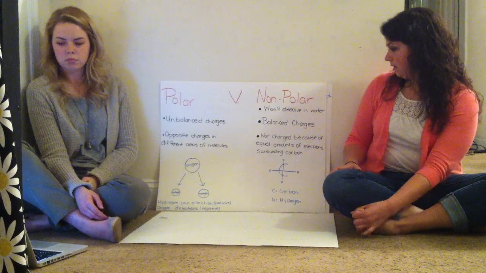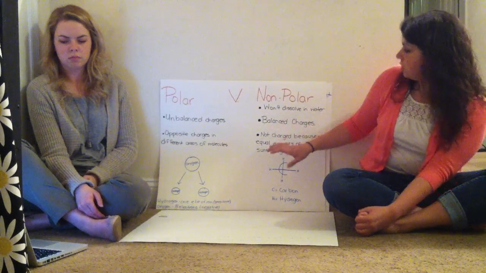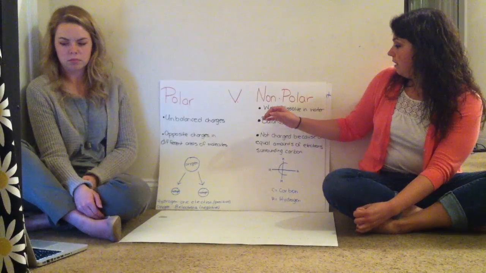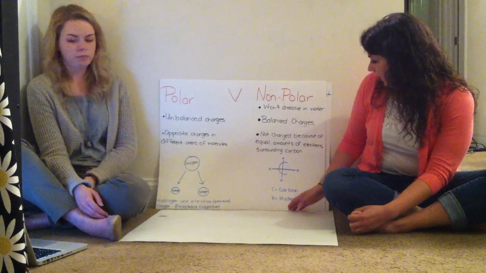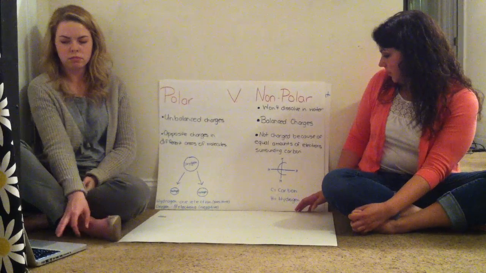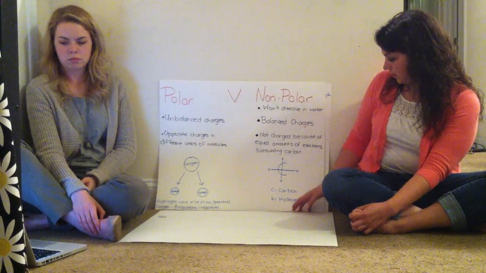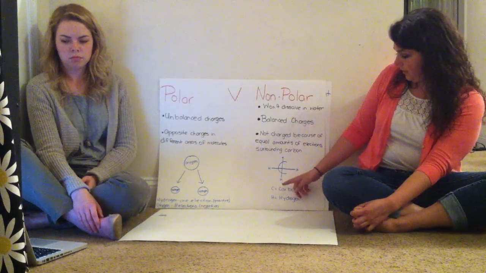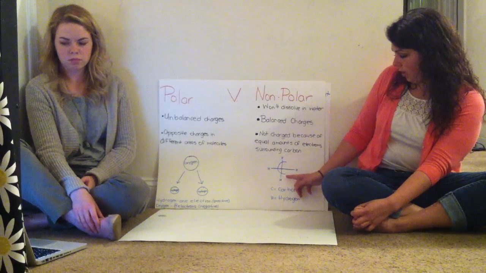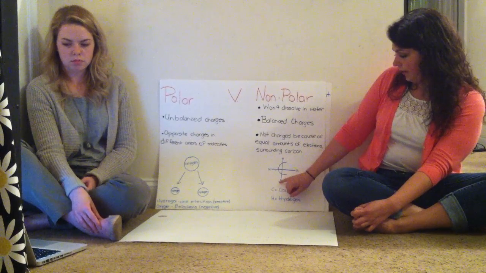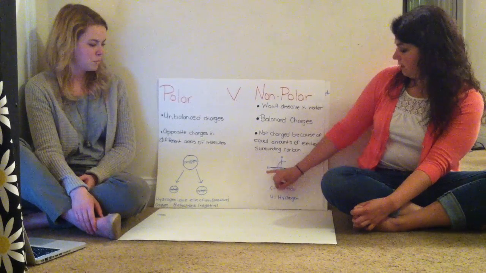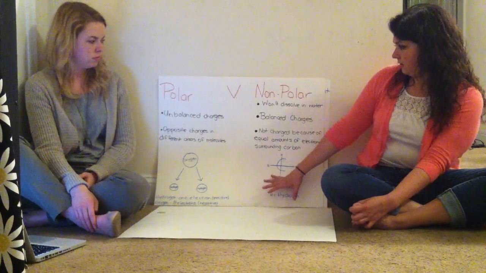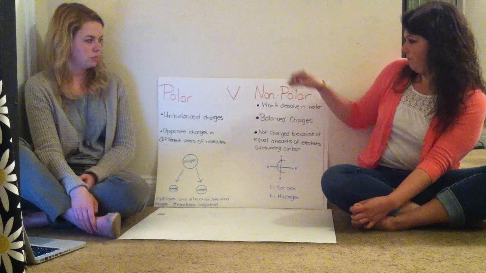Nonpolar means they have balanced charges, and nonpolar things will not dissolve in water, and it is not charged because of equal amounts of electrons surrounding carbon. So we have another diagram here. The C stands for carbon and the H's are hydrogens, and so there's an equal amount of hydrogen on each side of the carbon, so that's why there is a balanced charge there.